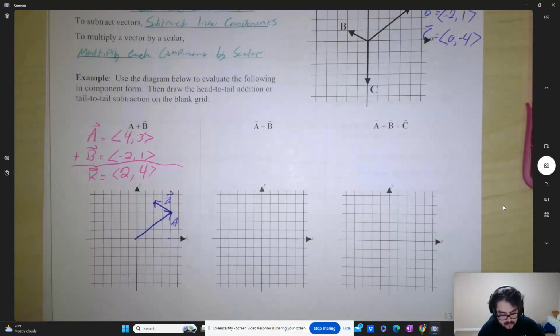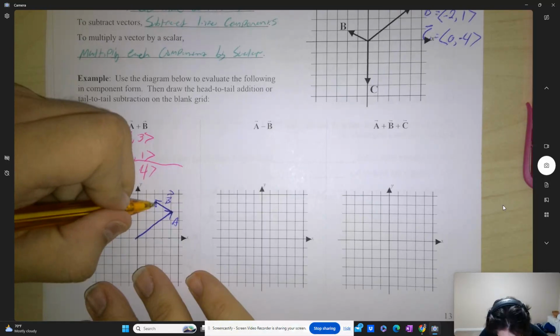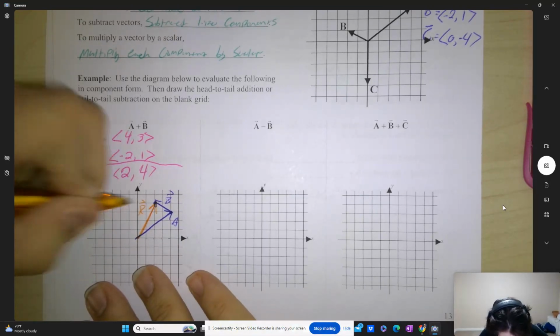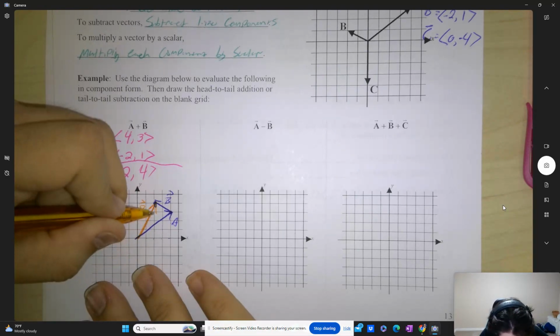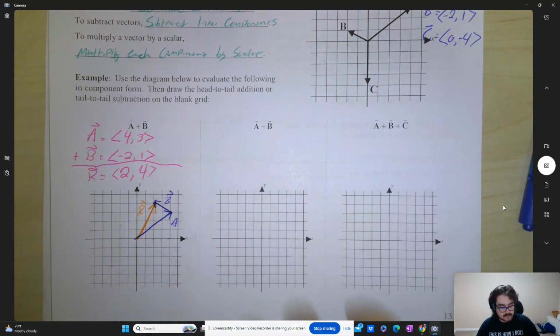So my resultant should go over 2 and up 4, right? So let's verify and make sure that works out. Okay, over 2, 1, 2, 3, 4. Perfect. All right, good. I did it right. Not that there was any doubt.